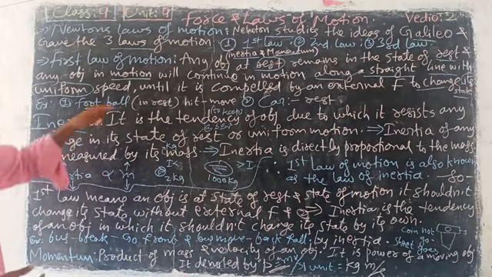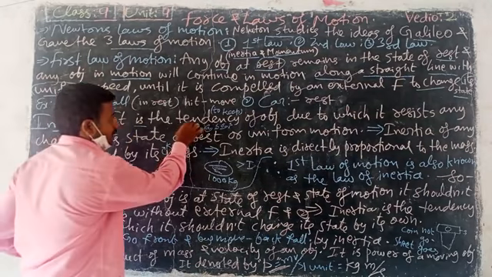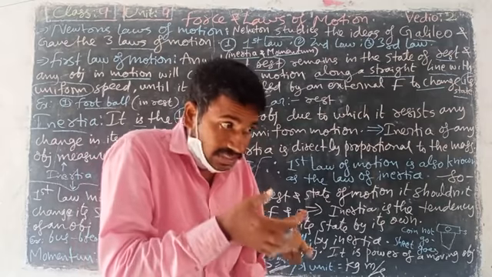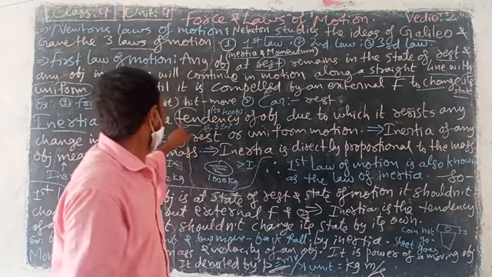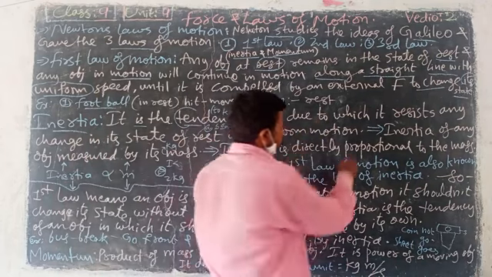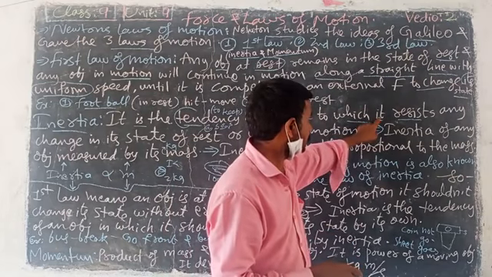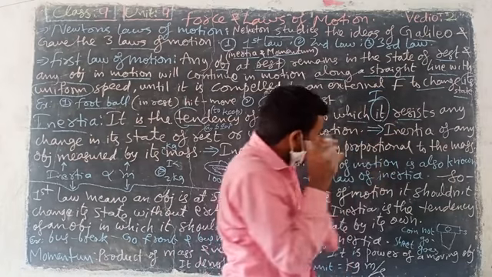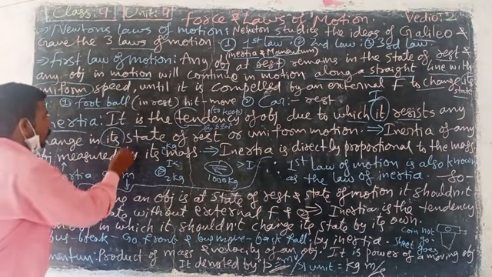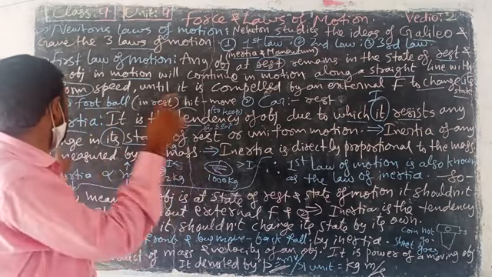Next, inertia. What is inertia? Already I told you, under the first law there is inertia and momentum, and we should study them. Inertia is the tendency. Tendency means act, work, physical effect. Inertia is the tendency of an object, the physical work of an object, due to which it resists any change in its state. So inertia is the tendency of an object due to which it resists any change in its state.